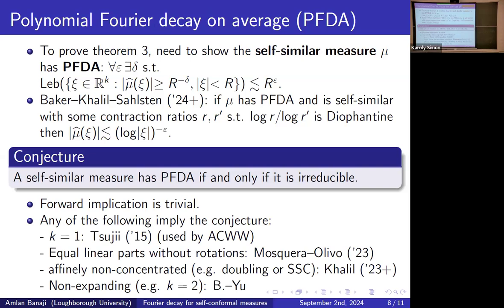In particular, the k=1 case was proved by Tsuji, and Tsuji's result was actually used by Algom, Chang, Wu, and Wu in their proof of the push-forward result. It's known when the maps have linear parts that are equal and without rotations. It's known for affinely non-concentrated measures by a recent paper of Osama Khalil. In particular, this holds for doubling measures or measures which satisfy the strong separation condition. And with Han Yu, we prove this in the non-expanding case, which in particular covers the case when k=2.